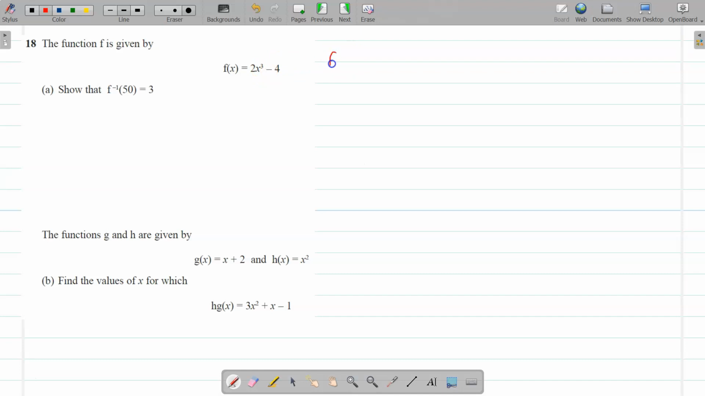So I'm going to do f of 3, and that equals 2 times 3 cubed minus 4, which is 2 times 27 minus 4. So I'll just put that in for full working. 2 times 27 minus 4, that's 54 minus 4, which is 50. So I have shown that f of 3 is 50, therefore the inverse function with 50 in will give us 3.